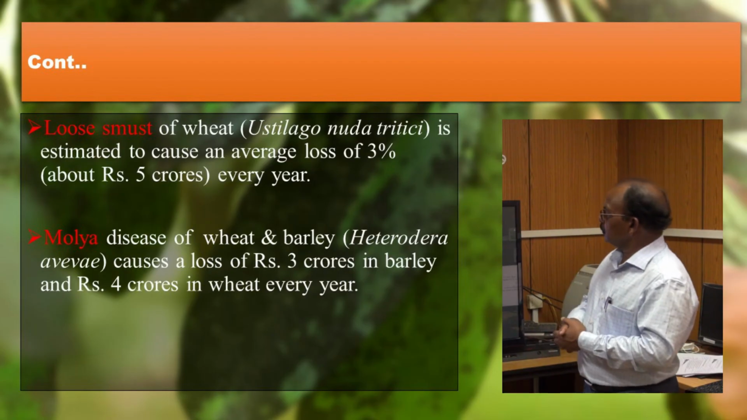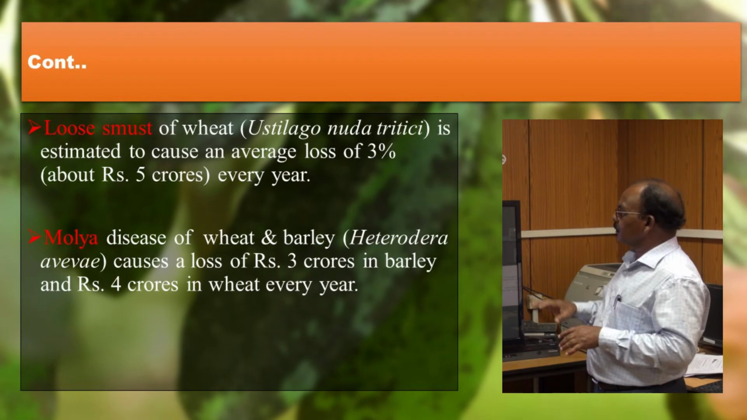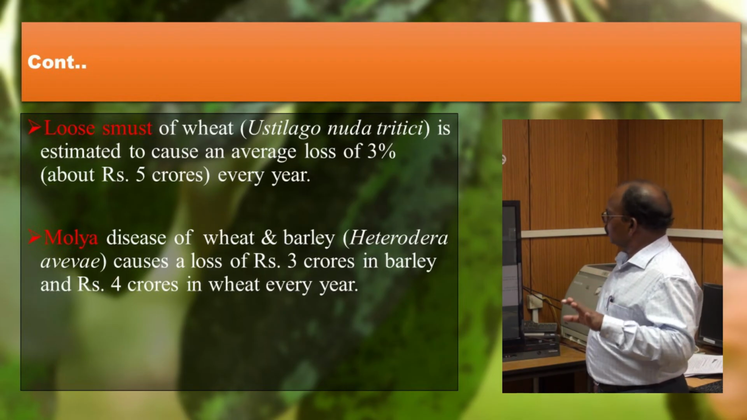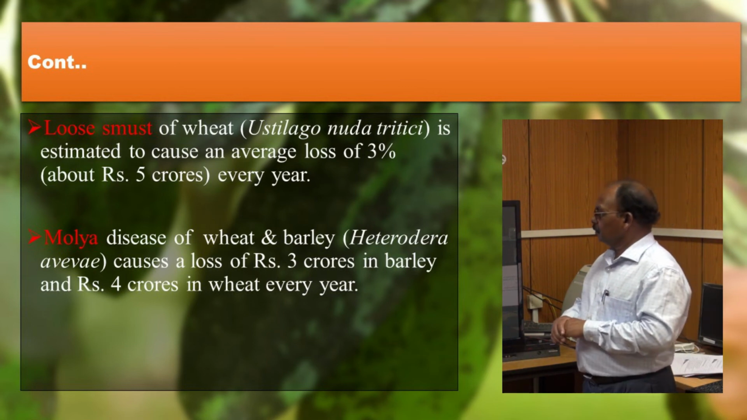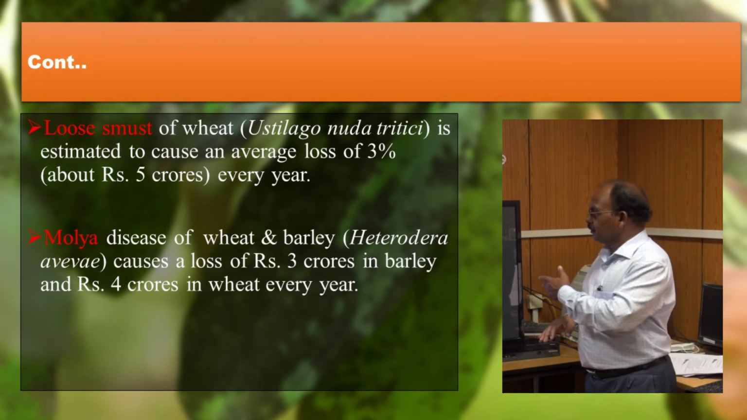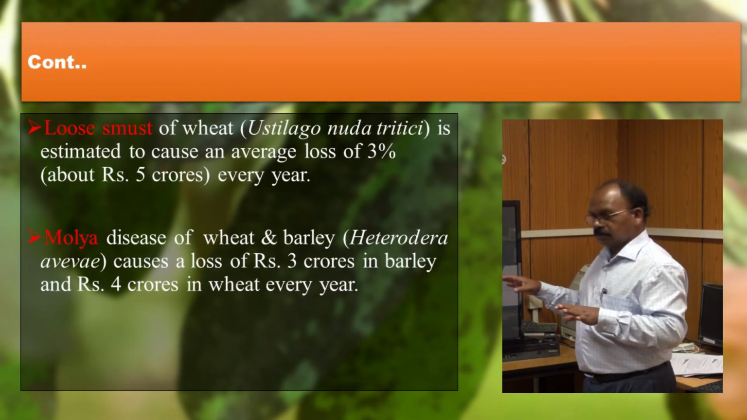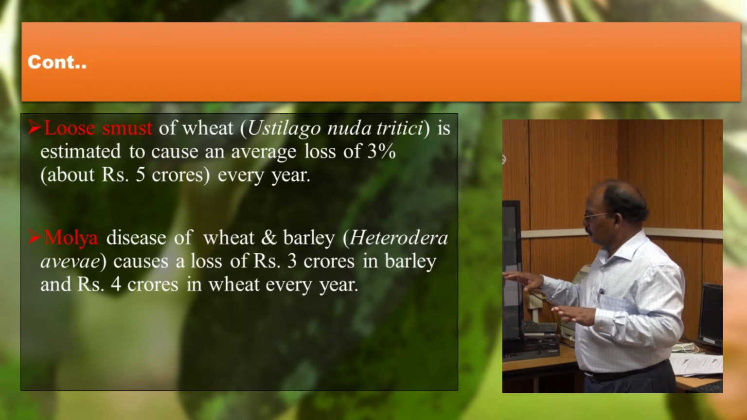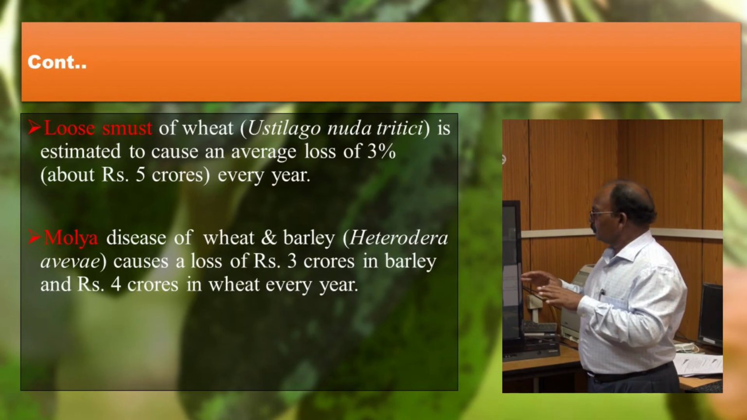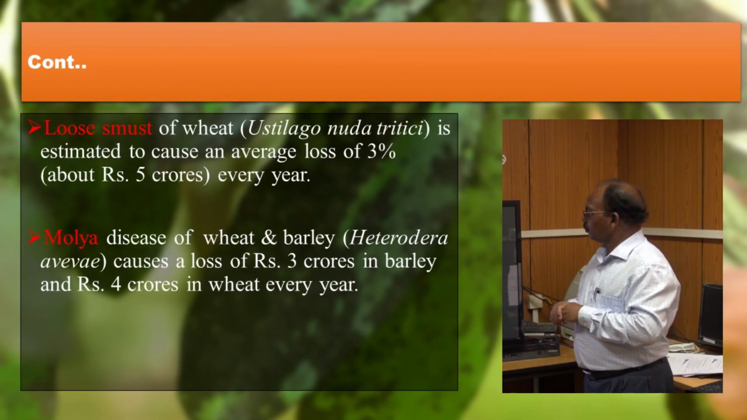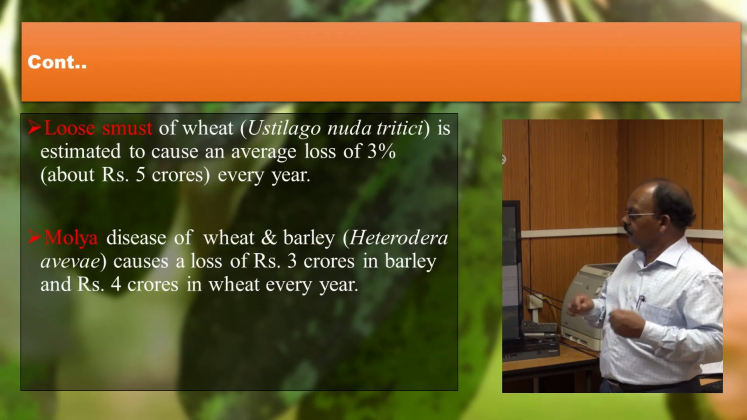Loose smut of wheat is also a fungal disease caused by Ustilago nuda tritici. The losses are estimated at about 3% every year. Molya disease of wheat and barley is caused by a nematode, Heterodera avenae. Due to this disease, there is a loss of rupees 3 crores in barley and rupees 4 crores in wheat every year.